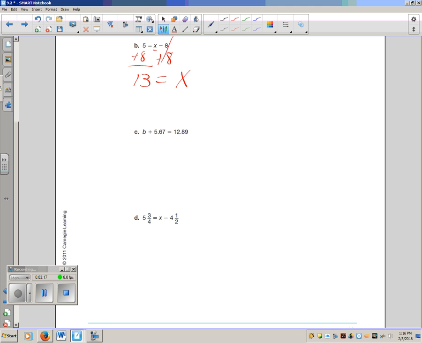b plus 5.67 equals 12.89. Want to get the b by itself. There's a plus sign here, so the inverse is minus 5 and 67/100ths. Got to write that on both sides, minus. These cross out because it's nothing. They're opposites of each other. Then I'm just going to subtract. 9 minus 7 is 2. 2. Bring the decimal straight down. Regroup. b is 7 and 22/100ths.